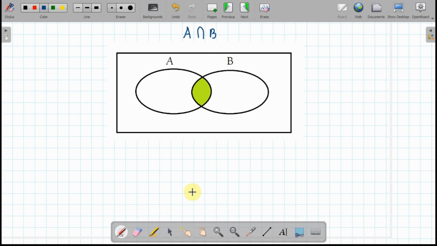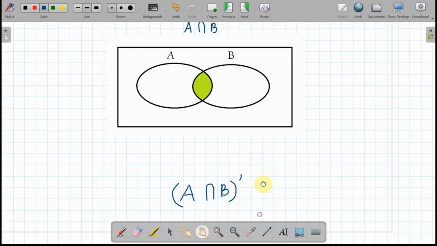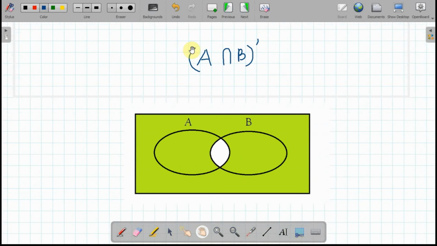So what if we have to shade anything that's not part of the intersection? That would be (A intersection B)' with a bracket and the apostrophe outside. So A intersection B not, or not A intersection B. So that'd be shading everything except for the intersection. Let's have a look at the next one.